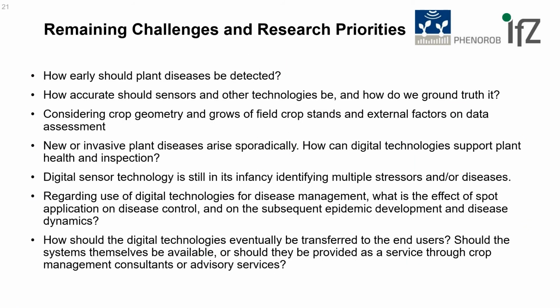Coming to an end of this talk, I would like to express some remaining challenges and research priorities. And of course, this list is far from being complete. It is still an open question how necessary and important an early detection of plant diseases is before symptoms appear, and how accurate a sensor needs to be. So do we need multispectral cameras or hyperspectral cameras? What is the temporal and the spatial resolution we need in an observation? Or are high resolution RGB cameras sufficient?